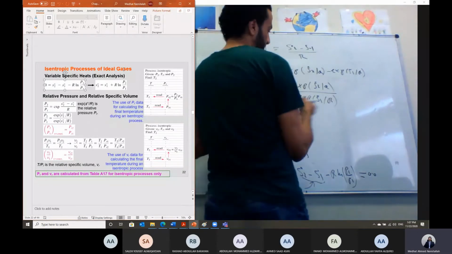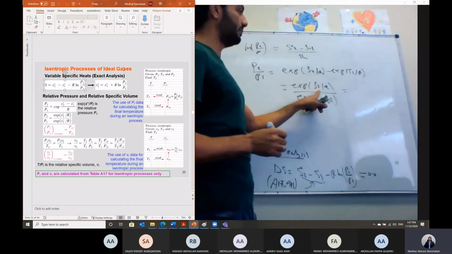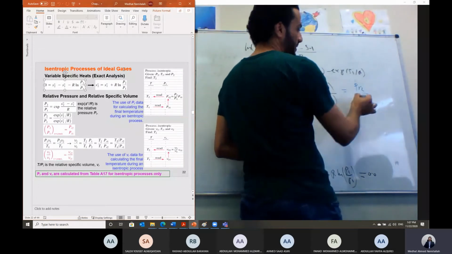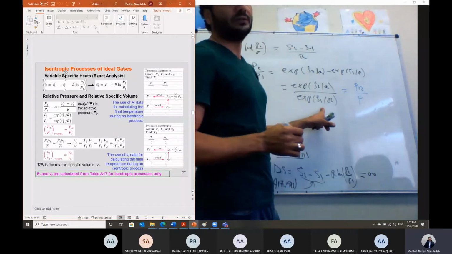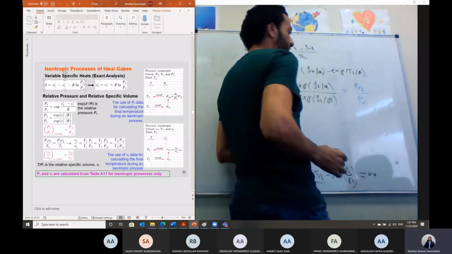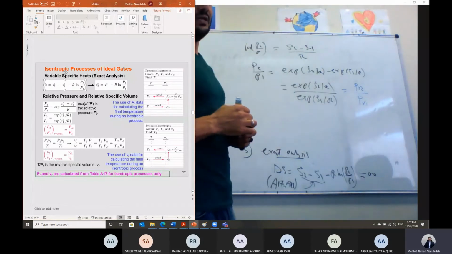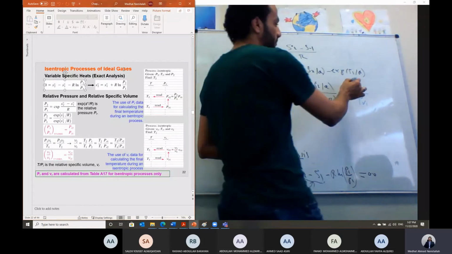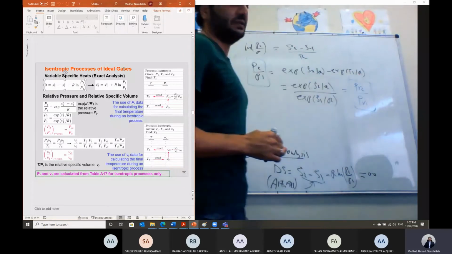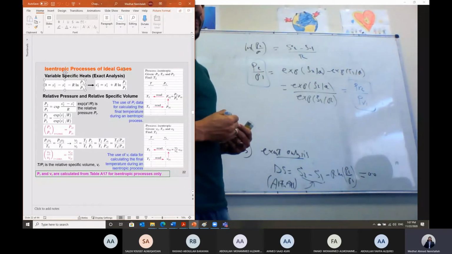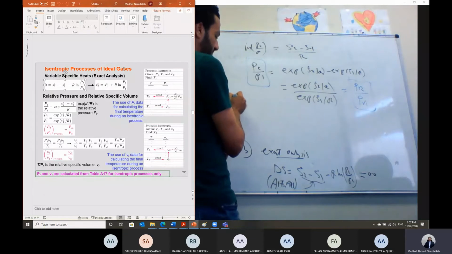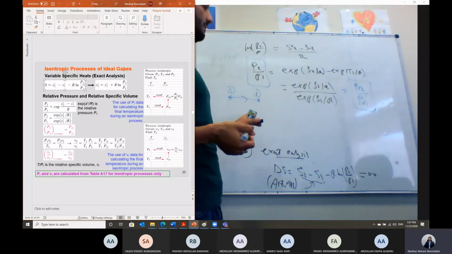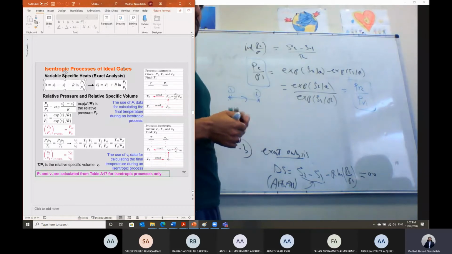So we can just say this term, exponential of S naught 2 divided by R, we can call it the relative pressure P relative 2. And the exponential of S naught 1 divided by R, we call it P relative 1. And in this case, we can say P2 over P1 will equal the relative pressure P relative 2 divided by the relative pressure P relative 1. But if we have an ideal gas undergoing a process from 1 to 2, we can apply PV equal to RT at both states.